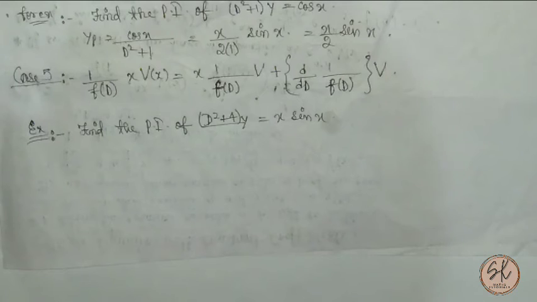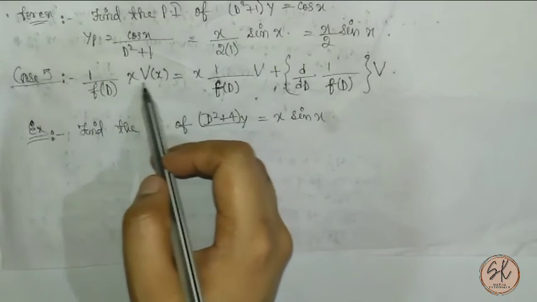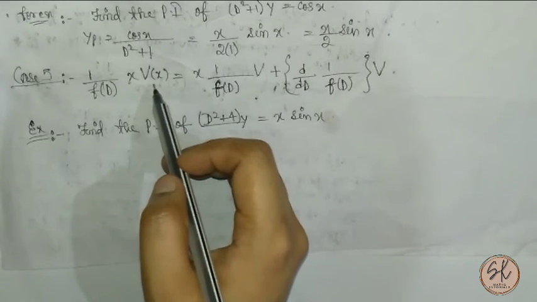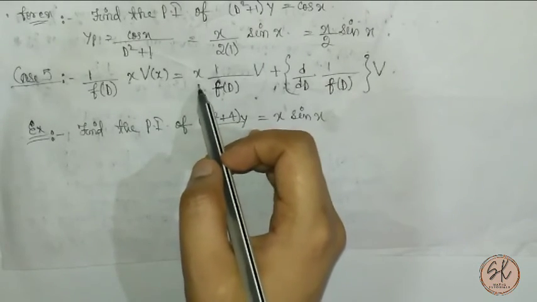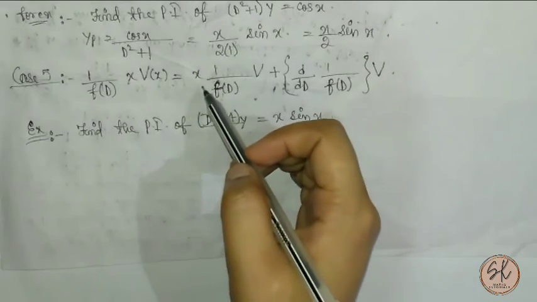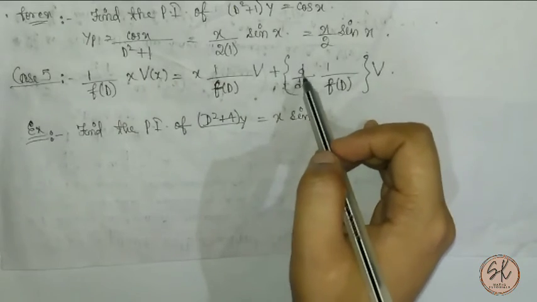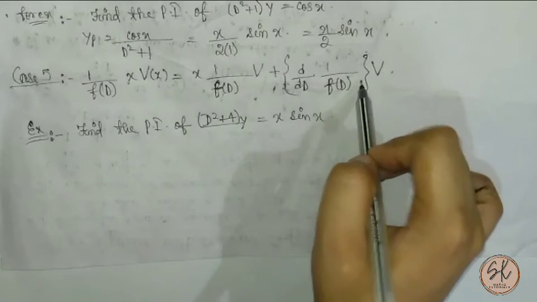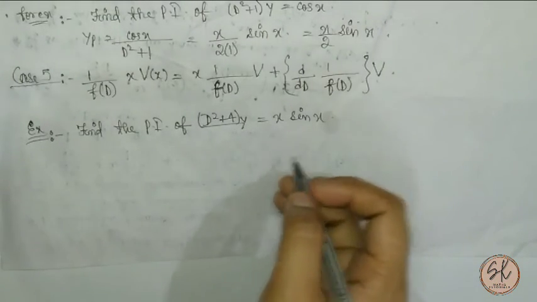Now let us see the fifth case, that is 1 by f of d of x times V(x), where V(x) is a function of x that can be sin x, cos x, anything. This is equal to x into 1 by f of d into V, plus d by d, meaning the derivative of this, into V. Now let me explain this in a better way through an example.